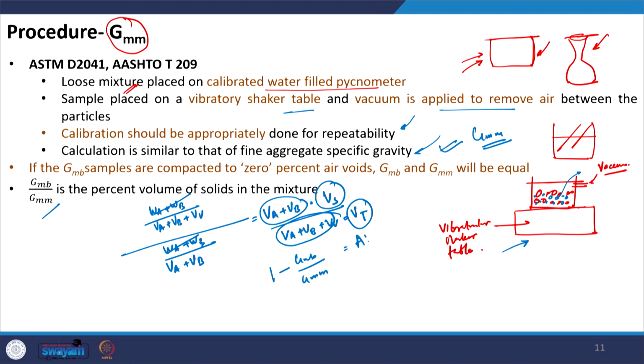So, this will give me what? Air voids, is not it? So, the remaining voids is occupied by the air. So, 1 minus this value will give me the, or if this is in percentage, then 100 minus this value will give me the volume of the air voids in the mixture. So, I hope again that this is clear to you.